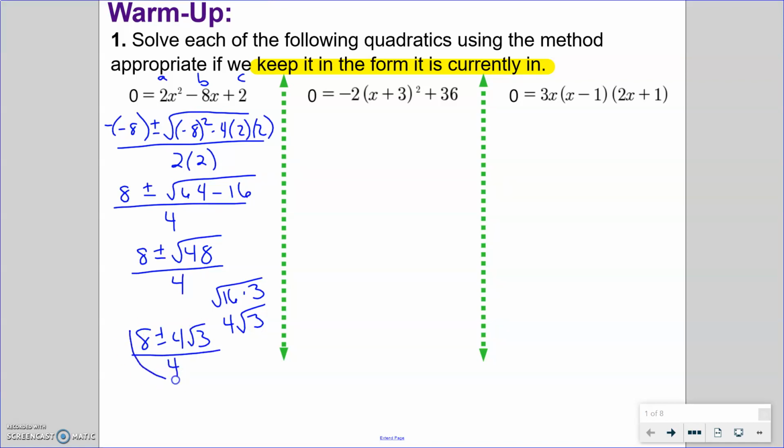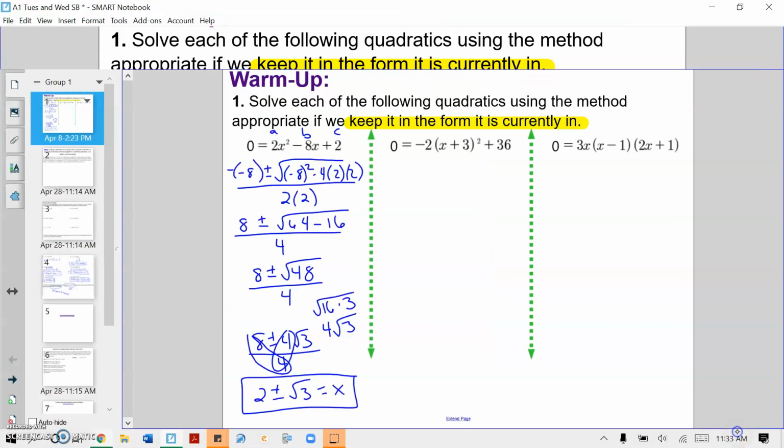now I can simplify the 8 and the 4. So 8 divided by 4, that gives me 2. Plus or minus, it'll be 1 root 3, but I don't need to write the 1 in the front. So this would be my final answer, is that x is equal to 2 plus or minus square root of 3.